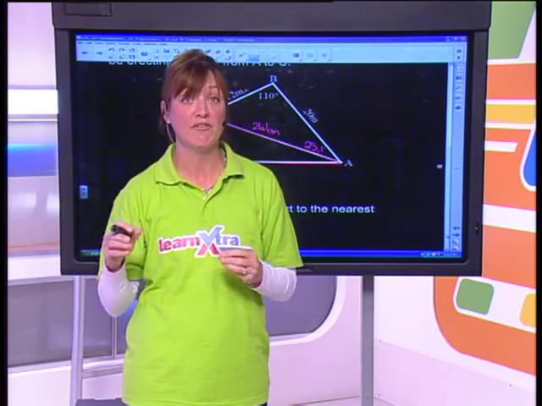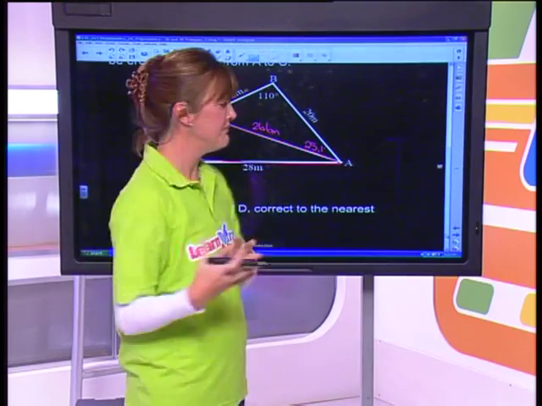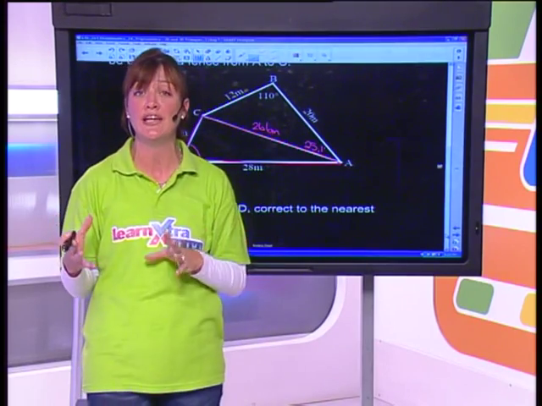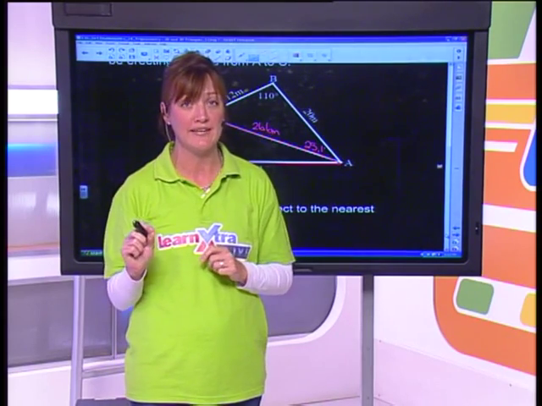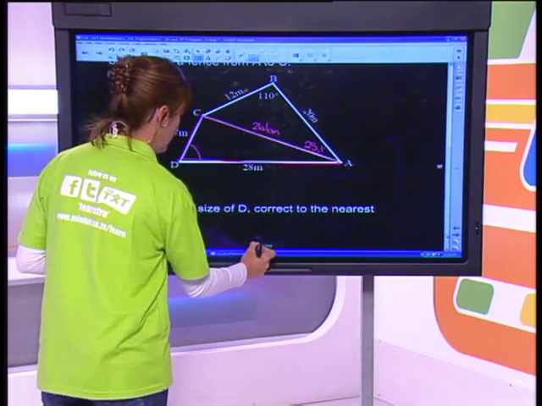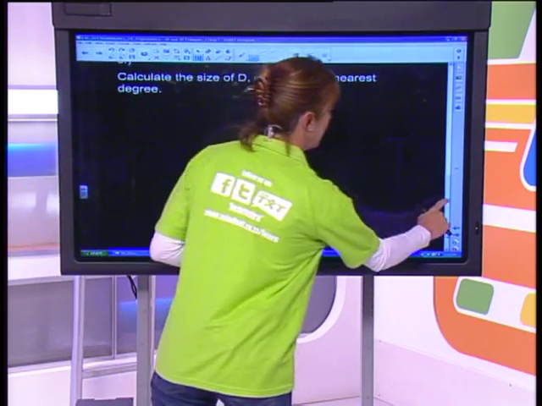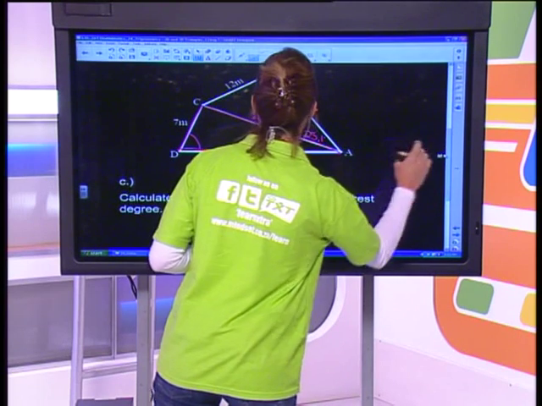So what are we going to fall back on? Your cos rule. And the cos rule, as I mentioned earlier, can find the size of a missing angle with 3 sides of the triangle. You just need to apply your cos rule. So this is how you're going to go about doing it. Take the cos rule as you know it.